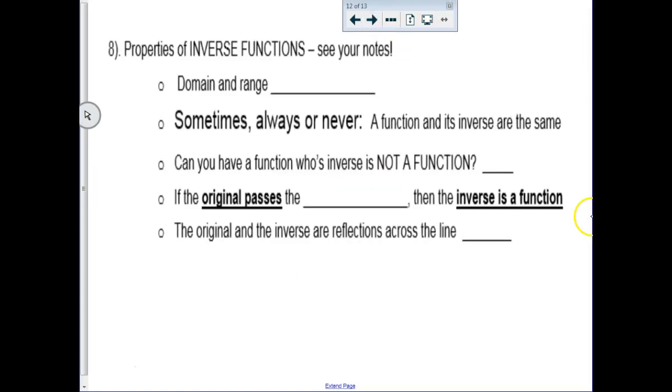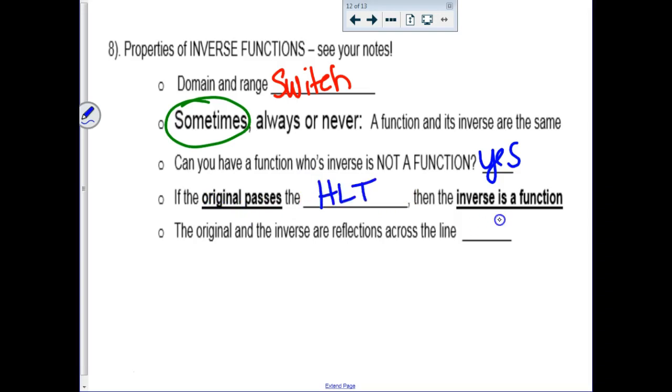Okay, some properties of inverses. Remember, this was on a worksheet from your homework check. Domain and range switch, or reverse, you can say. A function and its inverse are the same. Well, sometimes they are. Not usually, but sometimes. Can you have a function whose inverse is not a function? Yes, that can totally happen if the horizontal line test doesn't get passed. So if the original passes the horizontal line test, then the inverse is a function. And then they are reflections of each other across the line y equals x. So those are all properties we want to study for this test.